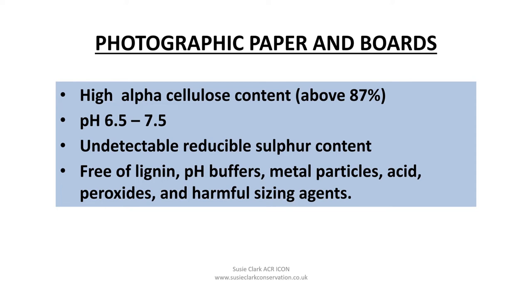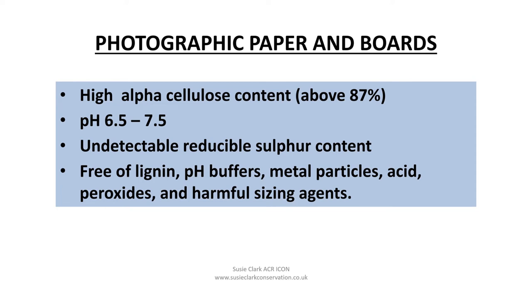Storage materials which can be recommended basically fall into two groups: papers or boards and plastics. Paper or board which is directly next to the photograph should conform to the following criteria: high alpha cellulose content, approximately neutral pH, undetectable reducible sulfur content, and free of lignin, buffers, metal particles, acid peroxides, and harmful sizing agents. Often you will also see a recommendation that they pass the photographic activity test, known as the PAT test.